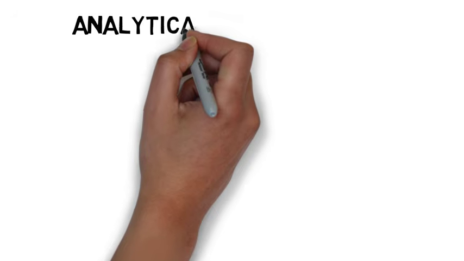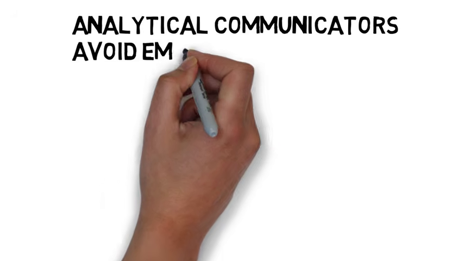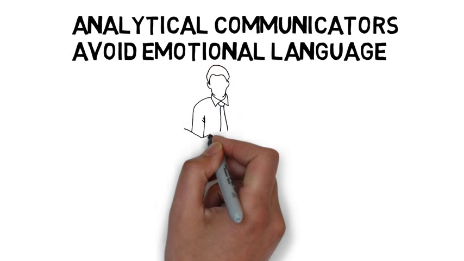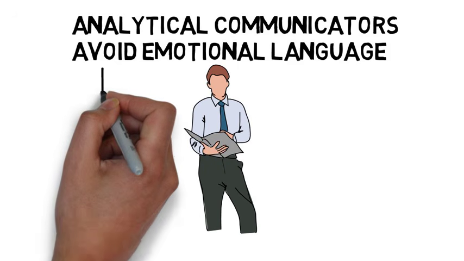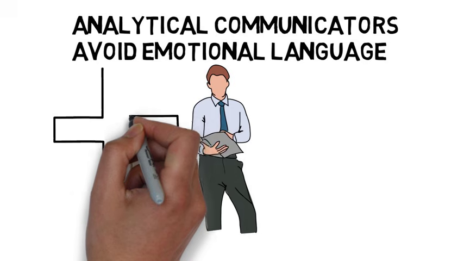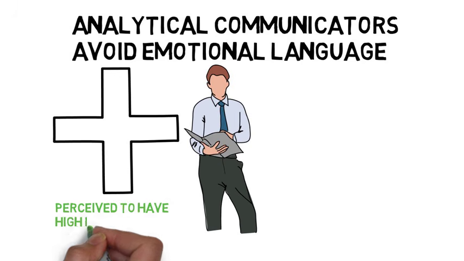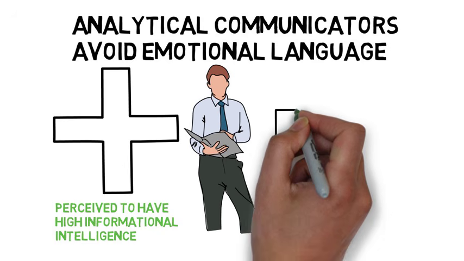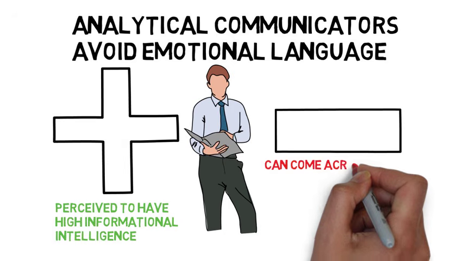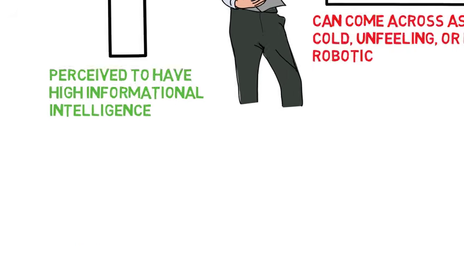Analytical communicators also tend to avoid using emotional words in conversation. Again, they're very data-driven. On the plus side, these people are generally perceived to have high levels of informational intelligence, but on the downside, they can come off as a little bit cold, unfeeling, and almost robotic in some situations.